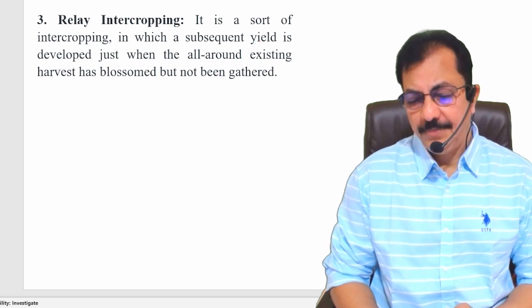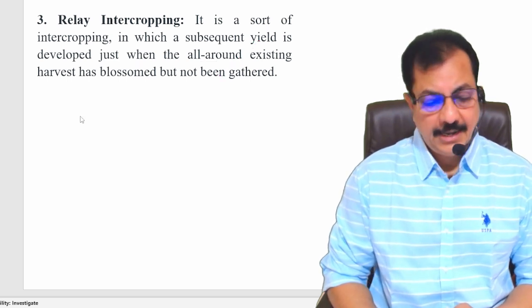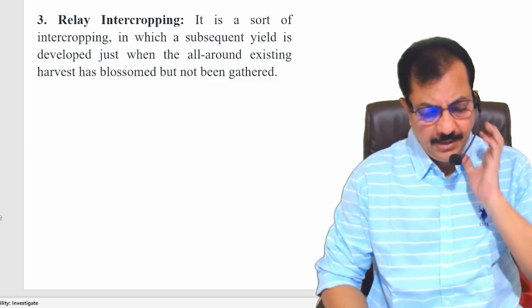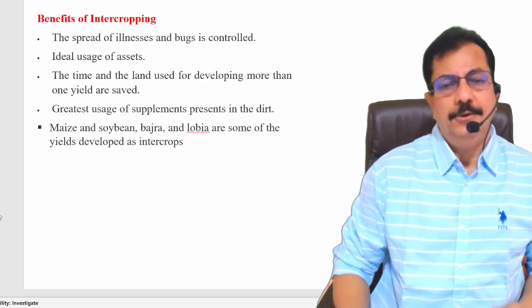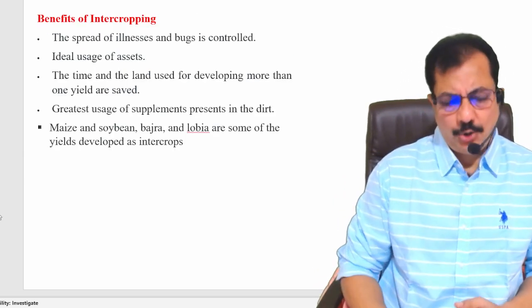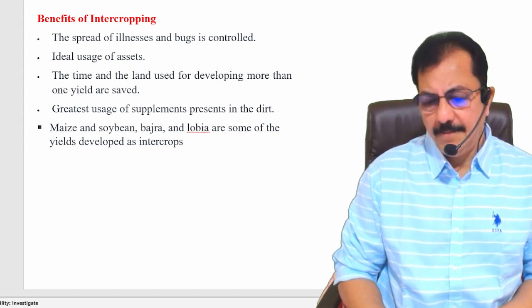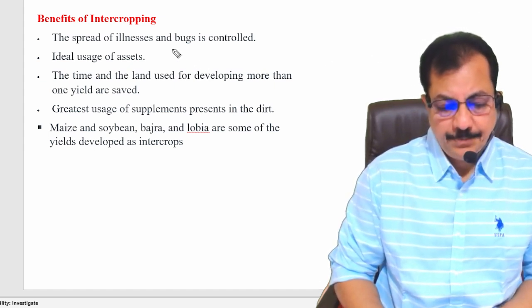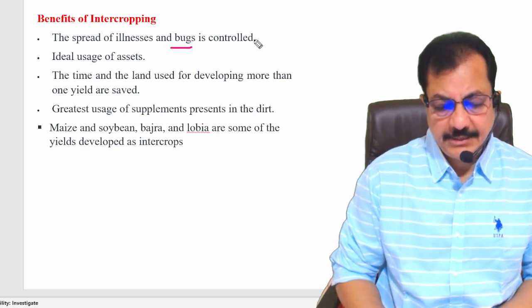Just write down the side headings and write down the points in your own style, and that will be really helpful for you to revise the topics. So what are the benefits of intercropping? The spread of illness and bugs is controlled.